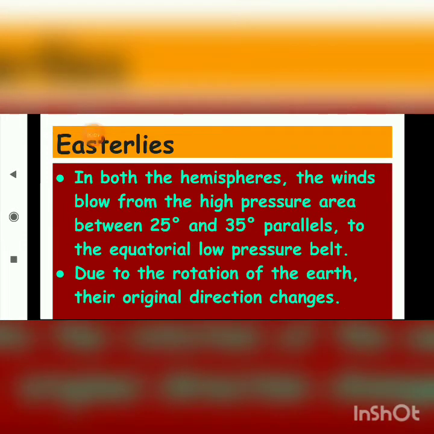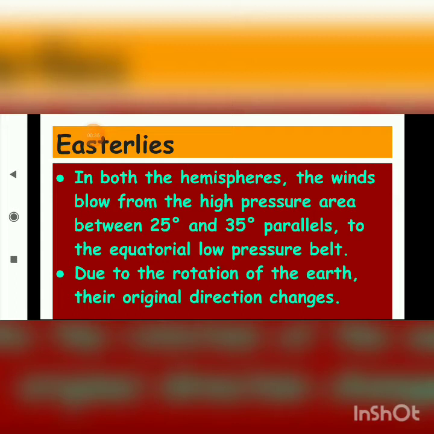Now first we will be learning, students, what are Easterlies. In both the hemispheres, the winds blow from the high pressure area between 25 degree and 35 degree parallels to the equatorial low pressure belt. So in both hemispheres, the northern and the southern, winds blow from the high pressure area between 25 and 35 degree parallels to the equatorial low pressure belt. Due to rotation of the earth, the original direction changes.